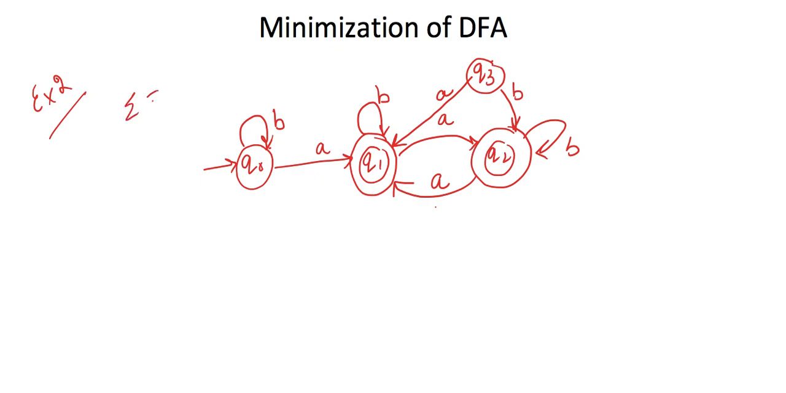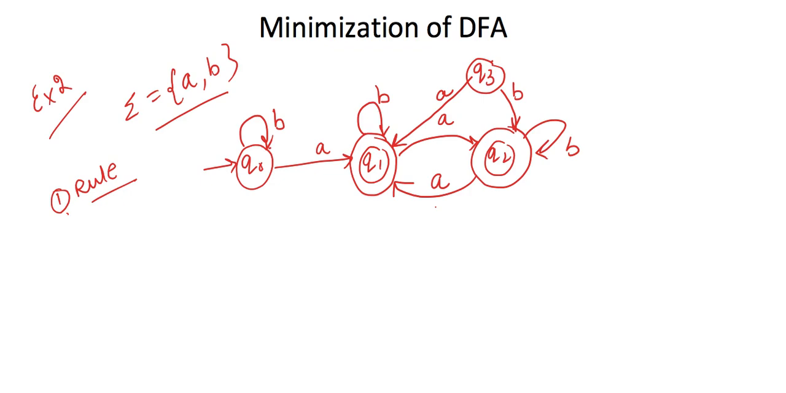What is the input alphabet here? Sigma is equal to {a, b}. Now, the first thing you have to do is draw the transition table. But before drawing the transition table, rule number one is what I told you. The first rule was to find the states which are not reachable from the initial state and delete them.